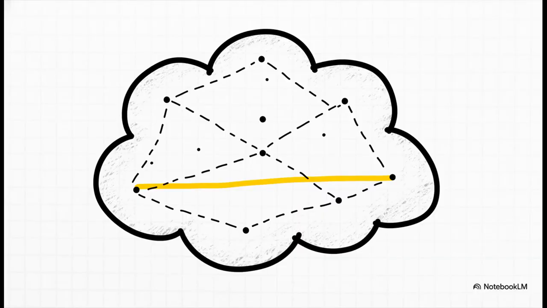Well, the most intuitive way seems pretty obvious, doesn't it? You just find the 2 points in that cloud that are the absolute farthest apart from each other, and then you'd measure the distance between them. That one number, that maximum spread. Well, that's exactly what topologists call the diameter of the set.